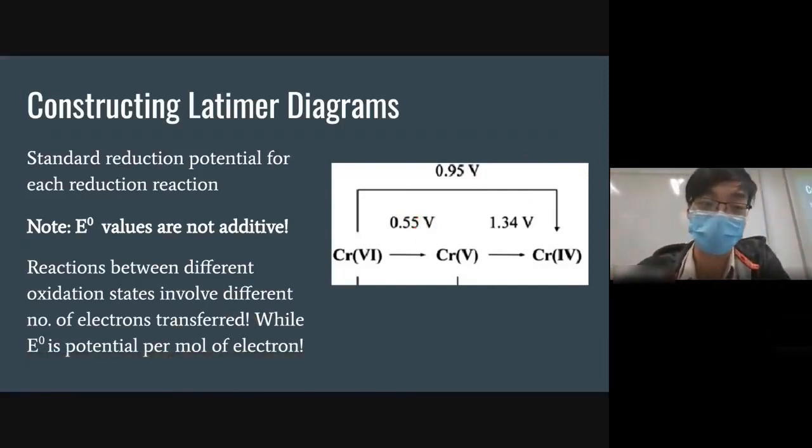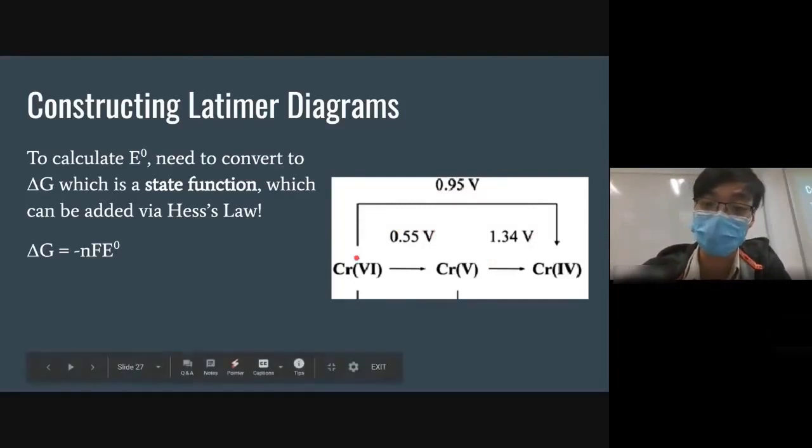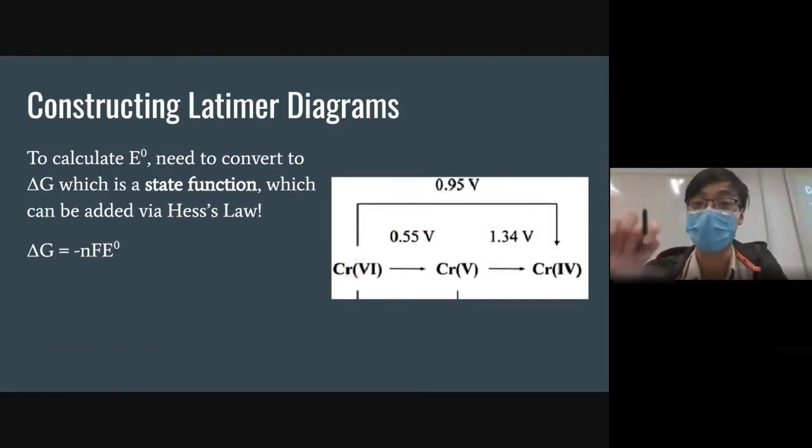Since it's such a hassle to work with E values, we can use something easier instead, which is our Gibbs free energy, because Gibbs free energy is a state function and we can very easily manipulate it using Hess's law and just add them up. To get these values, like in this case 0.95, you just need to convert all of this to Gibbs free energy, which will equal the Gibbs free energy of the reduction from 6 to 4, and convert it back to E cell, and you get it.